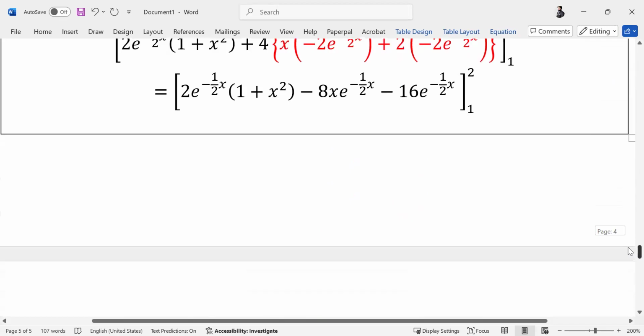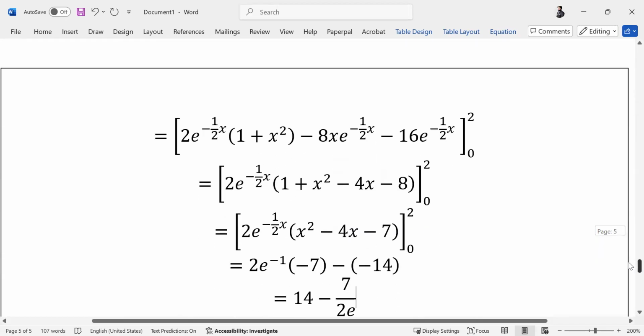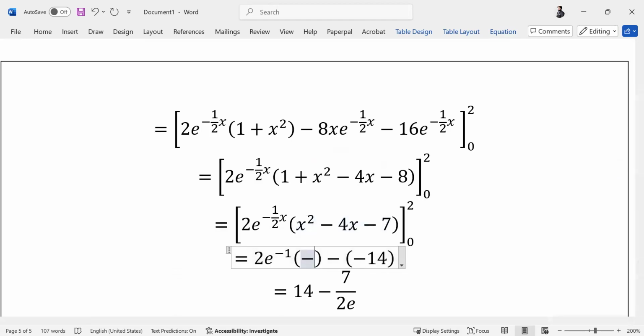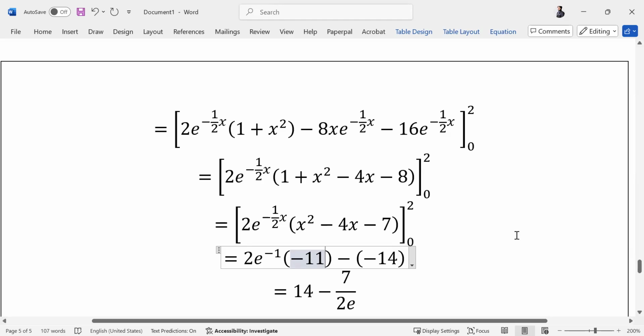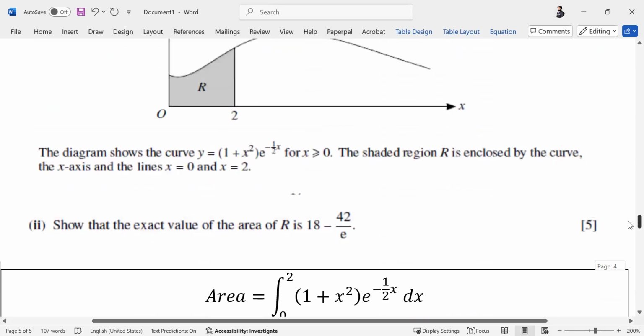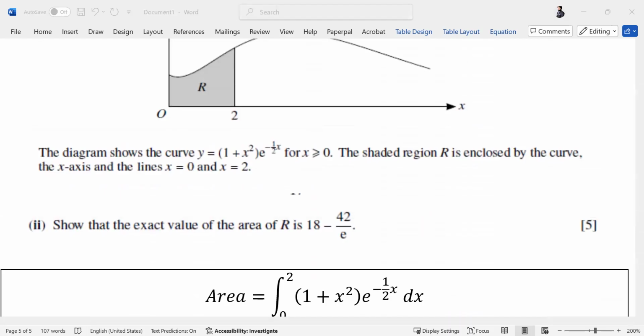Value ki gadbad ki hai. Check karo. 16. 4 minus, haan, 2 ka square is 4. 4 minus 8. 4 minus 8 is minus 4, minus 7 is, yahi aaya. Minus 22 kyon ja raha hai? Value ki gadbad hui hai hamare paas. The limits are fine. 2 and 0 are the limits. Value ki gadbad.